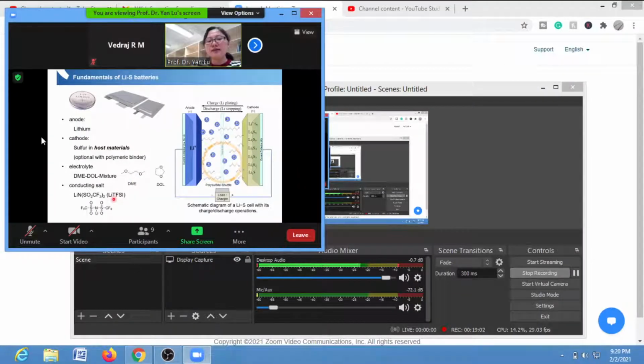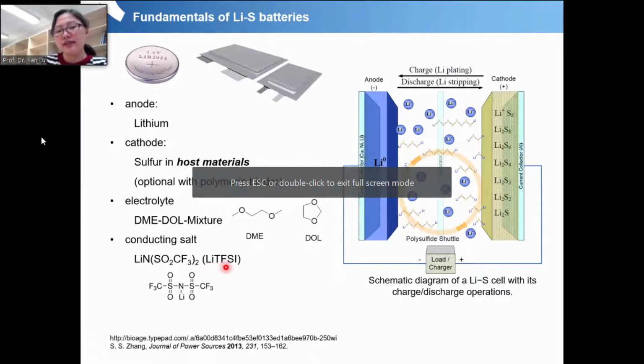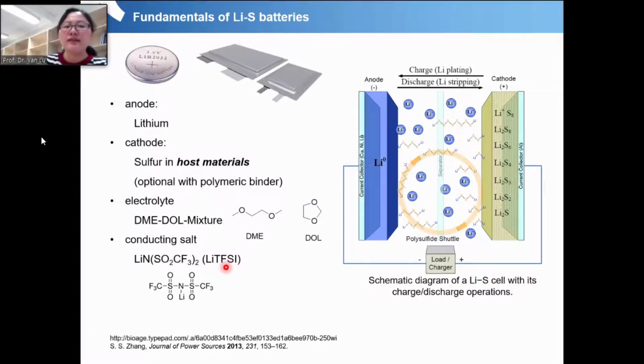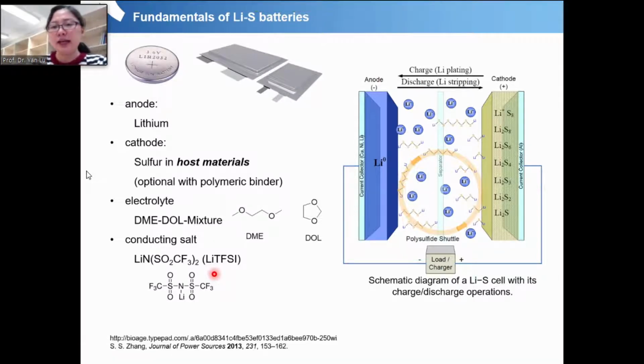And of course, it's the same. You need to add some salt, like lithium TFSI or lithium nitride, into your electrolyte to increase the lithium ion concentration in the electrolyte system.